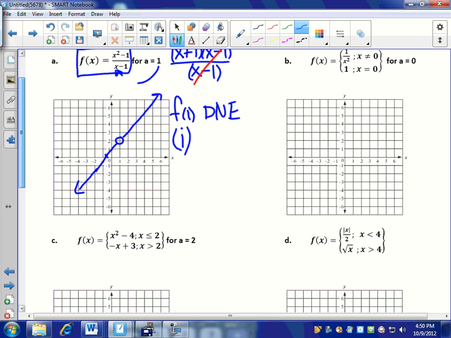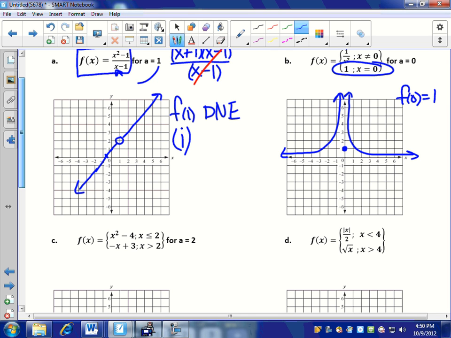That's what fails. Second one, we got 1 over x squared. 1 over x squared looks like this. It is discontinuous at 0. But the piecewise function fills it in. It says for x equals 0, the function is 1. So it puts a dot right there. So f of 0 equals 1.